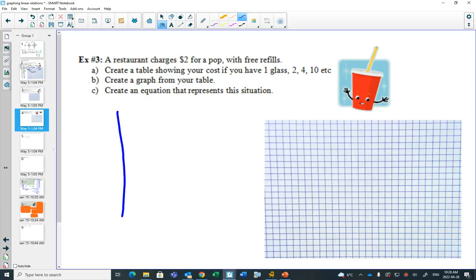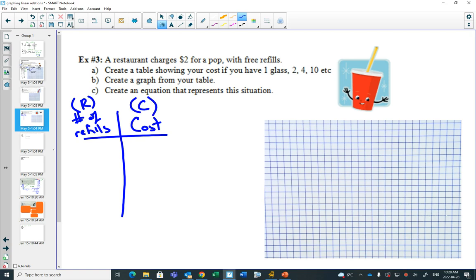What's your table? What are you in control of? Right? This is number of refills. Okay? What letter do we want to use for refills? R. Love it. And cost. C.